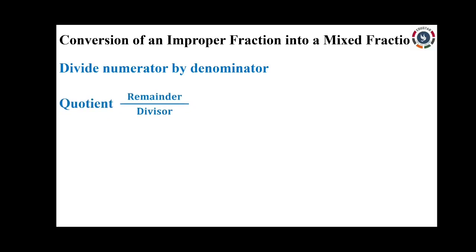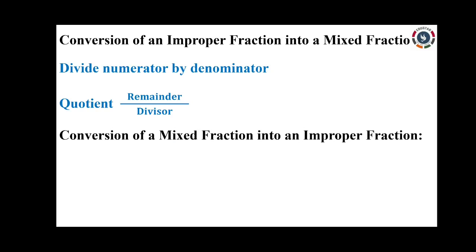After dividing, what do we get? We will get a quotient and remainder. So we have to write it in the form of quotient, remainder by divisor. Here the quotient is the whole number, and remainder by divisor is the proper fraction. So we have to convert improper fraction into mixed fraction like this only.